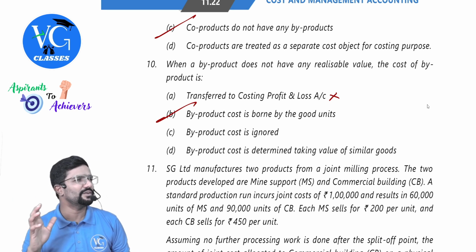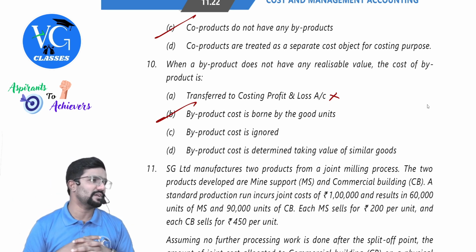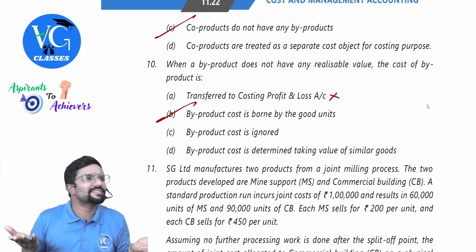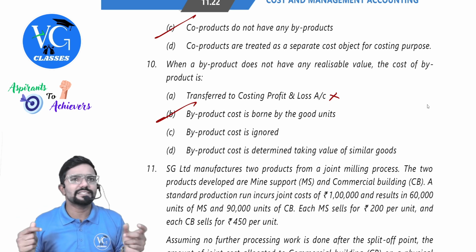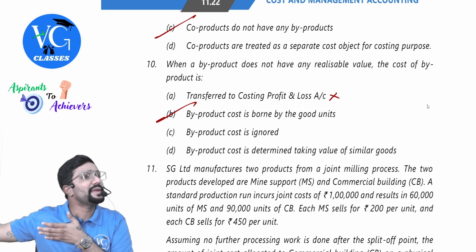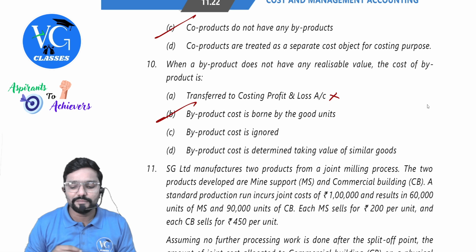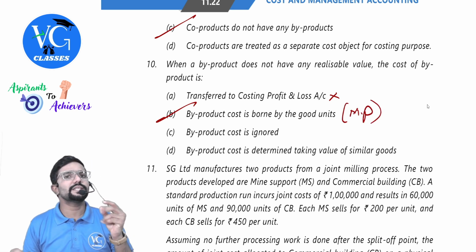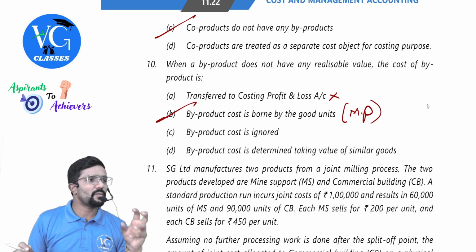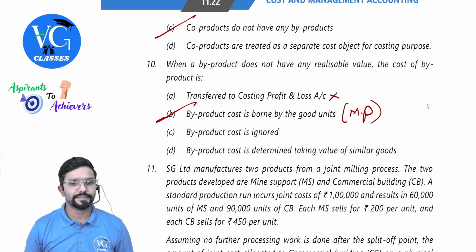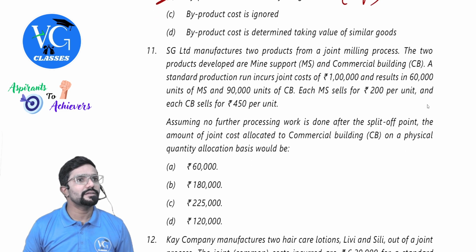So is it a loss? No. But we are treating it at par with the loss. Clear? As we don't have any sale value, it is almost like a loss. Correct? Yes. So if I had incurred any cost for it, it will be absorbed by what, sir? My main product. Here, good units is nothing but the main product. If you want, mention it. So whatever is the cost of the byproduct will be absorbed by the main product.